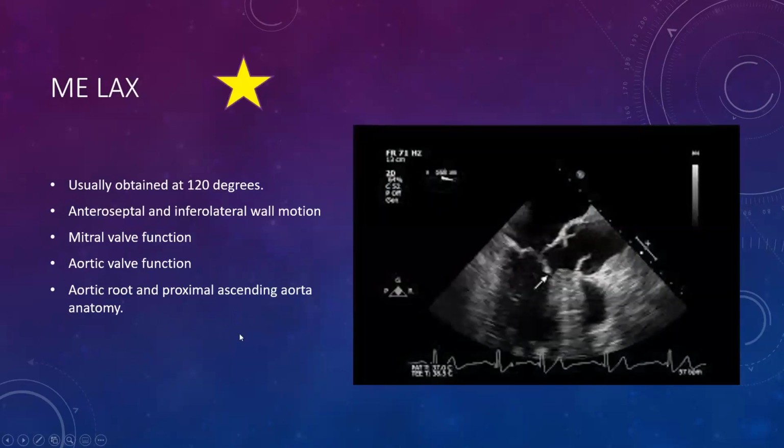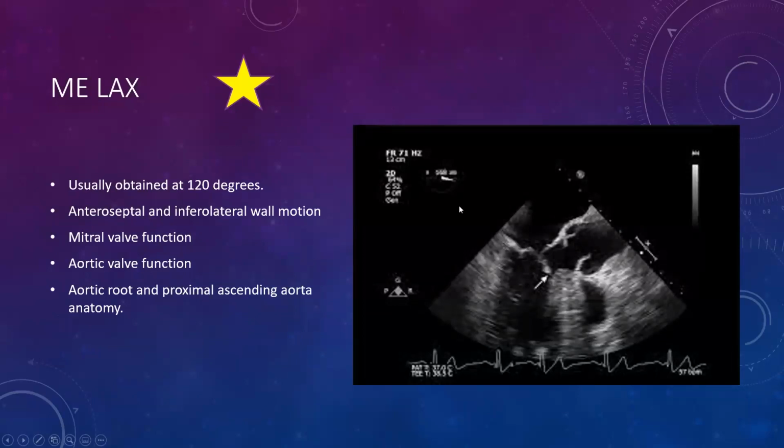The mid-esophageal long axis view. So this is usually obtained at about 120 degrees. The point is you want to get the apex of the left ventricle. You have your left atrium, your mitral valve. You want to see the LVOT here, the aortic valve, and you want to see the aortic root. Here are your sinuses of Valsalva, your ST junction, and then your proximal ascending aorta. You can also see the right ventricle in this view.